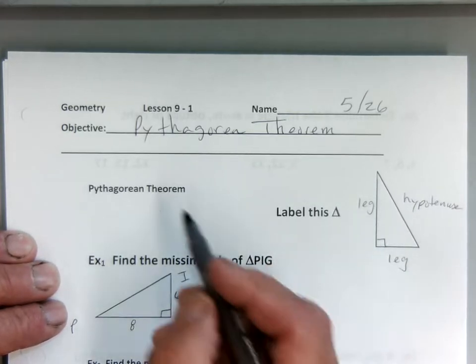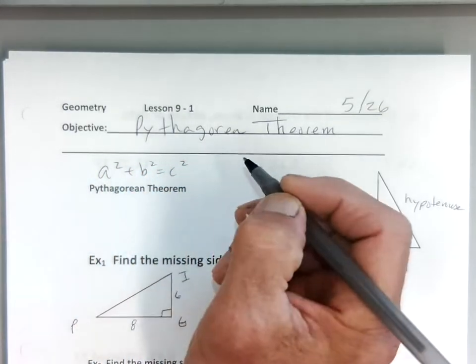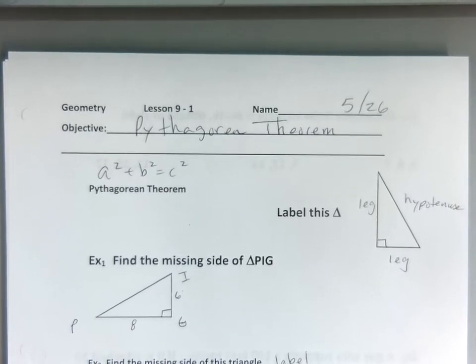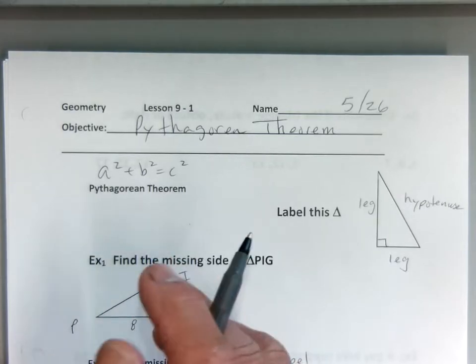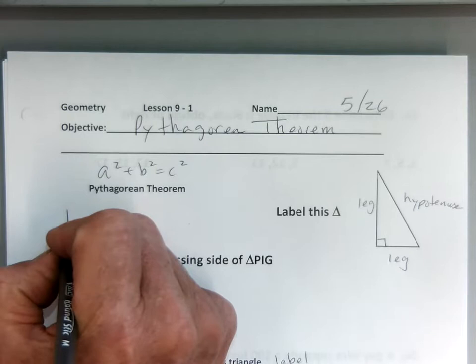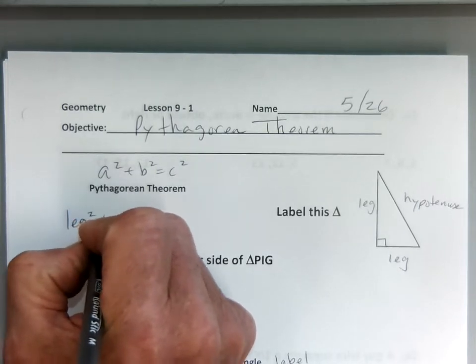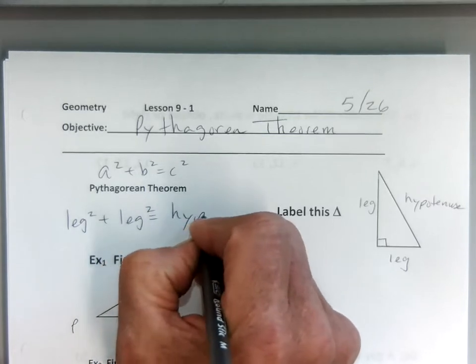So instead of a squared plus b squared equals c squared, which is what you're familiar with, not every triangle is labeled ABC. In fact, if you take a look at my example 1, there's my favorite triangle, PIG, triangle pig, right? So instead of a squared plus b squared equals c squared, it really is just leg squared plus the other leg squared equals the hypotenuse squared, okay?